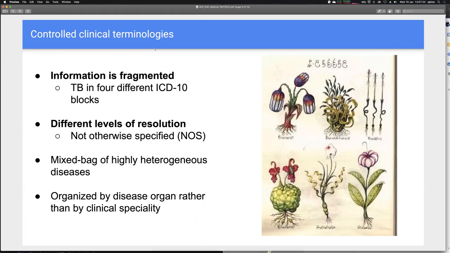There are also different levels of resolution, such as the notorious not otherwise specified or not elsewhere classified codes, that again offer different challenges when you start linking multiple sources together. And finally, all of this information is organized by disease organ rather than by clinical specialty. So it doesn't directly reflect the way in which care is delivered or the way clinical specialties engage with care, predominantly because these data are collected for multiple other reasons rather than research.